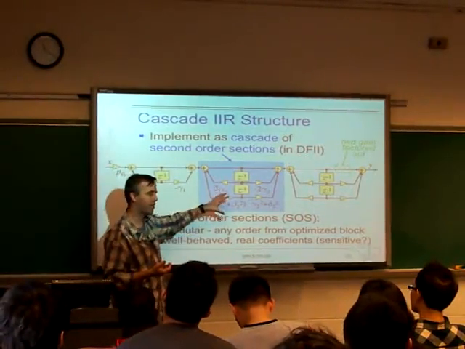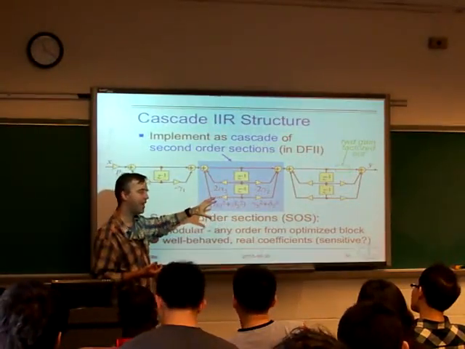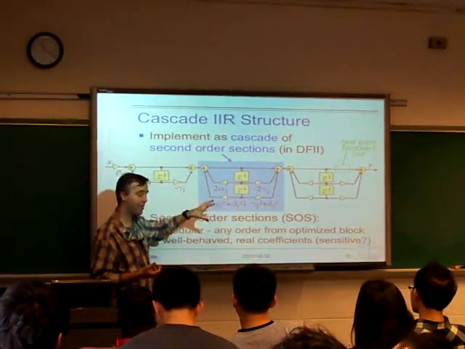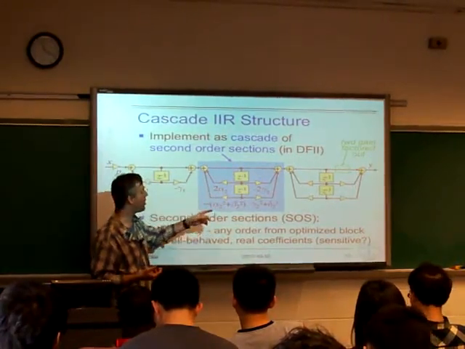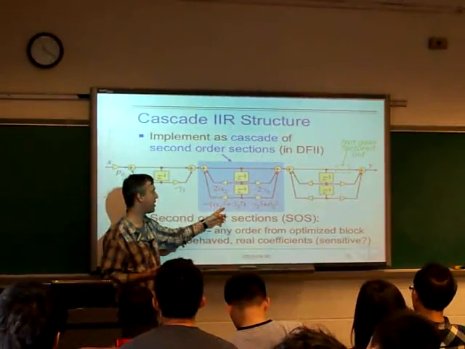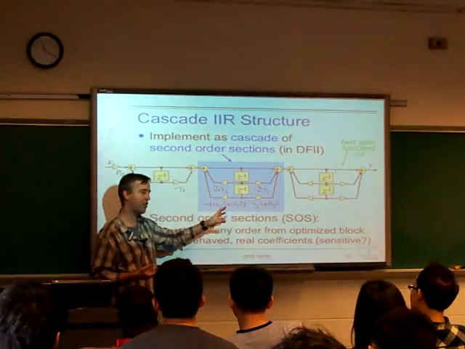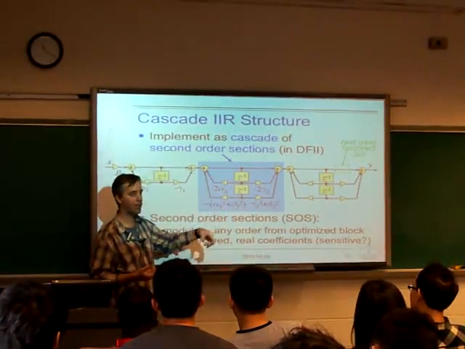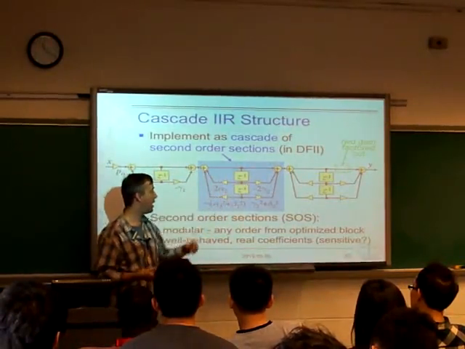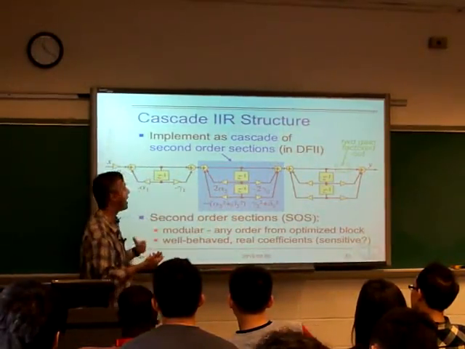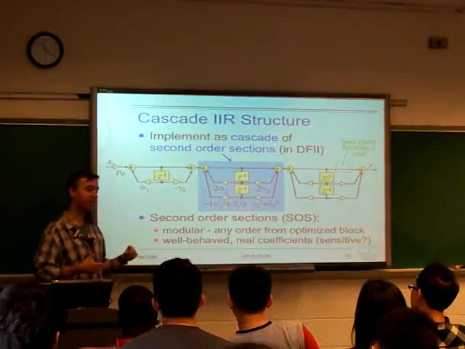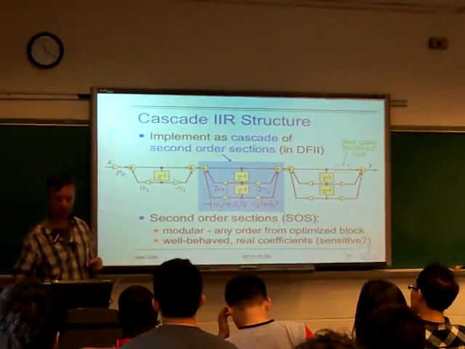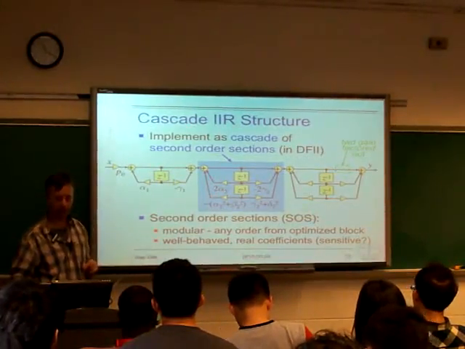Oftentimes some of the secondary considerations which will differ between these different realizations correspond to how we represent these coefficients: the effects of quantization, how many bits we have to use to store them, or how many bits we have to use to implement these multipliers. And so that can be something that you can also try and control when you've got a single simple structure you're looking at.